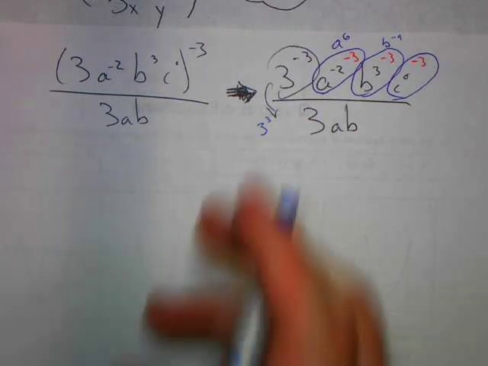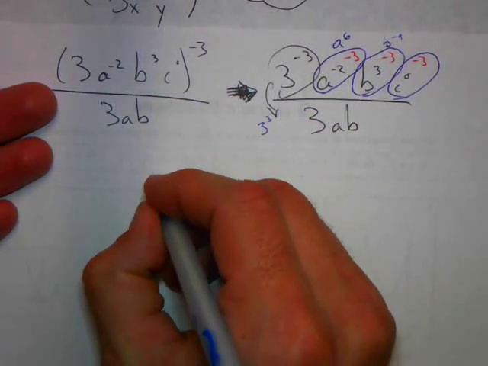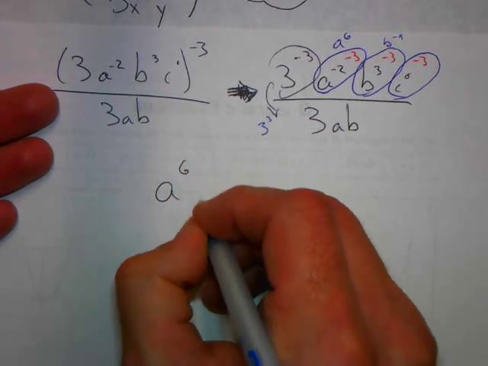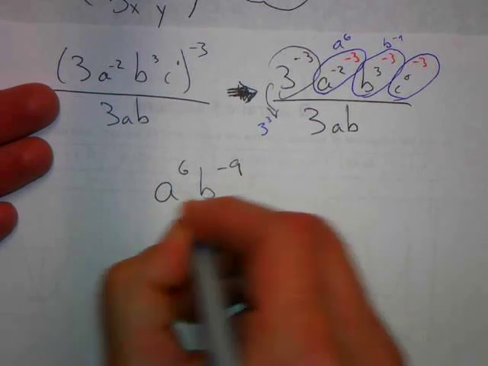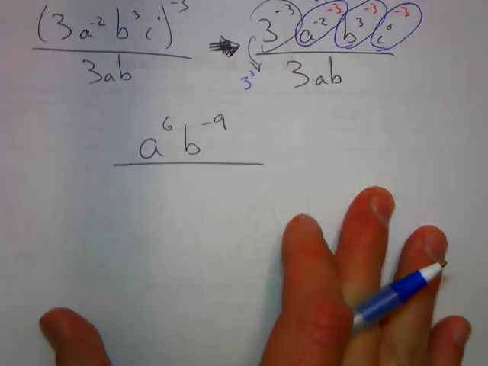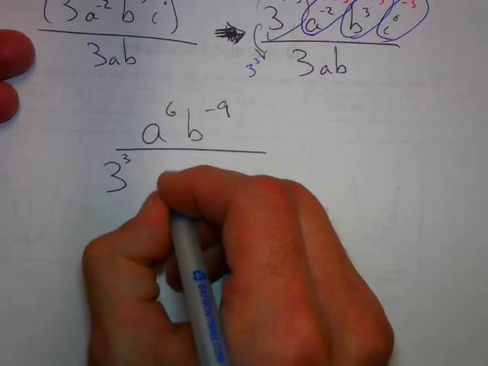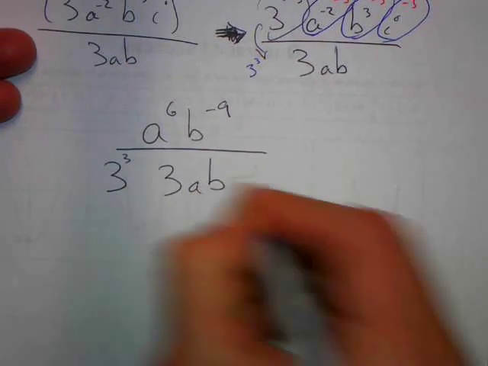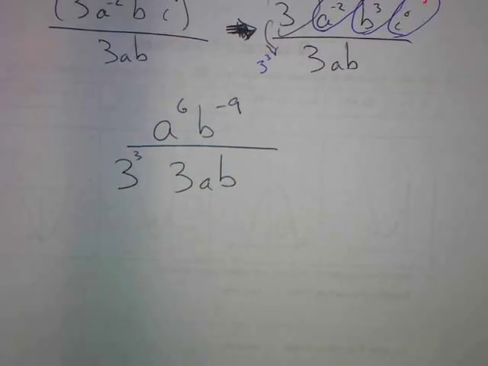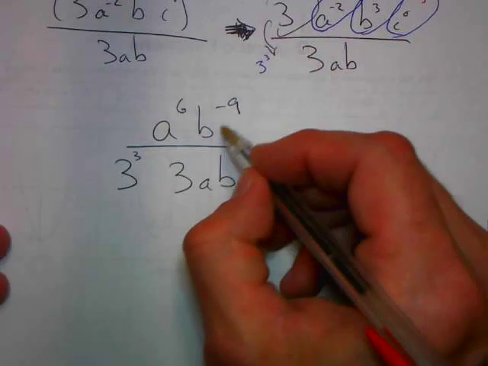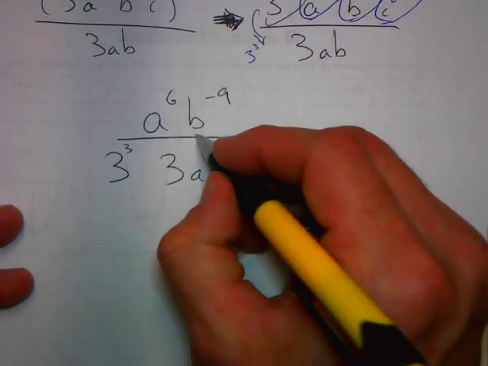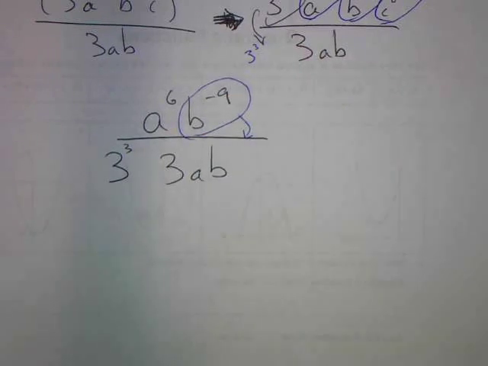I'm going to make all these moves at once, and this is what I'm going to come up with next. So I have a to the 6th power, b to the negative 9th power. That's all I have left in the numerator. In the denominator, I now have 3 to the positive 3rd power, then times 3ab. All right, so that's next. And again, many different ways. So what can happen now? I'm going to take care of my negative exponent next. So b to the negative 9th moves down. And that's the only thing I'm going to do next.